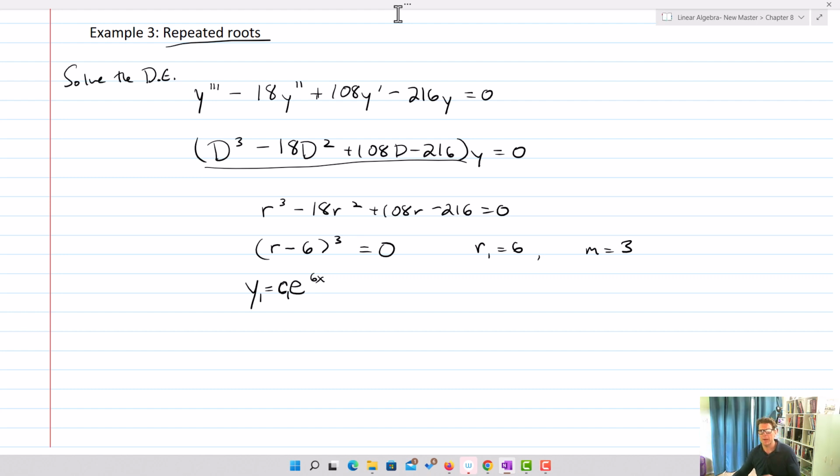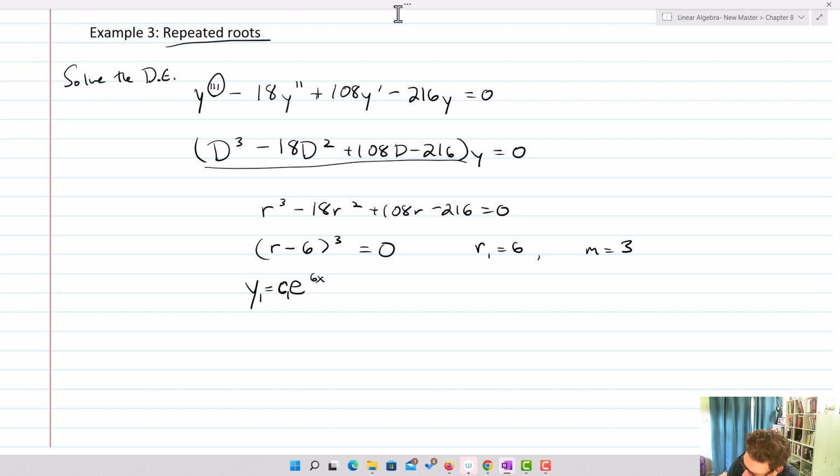Remember when we talked about the general theory, we're going to need 3 solutions because the order of this differential equation is 3. So we need 3 solutions, but they all need to be linearly independent. If I pick up e to the 6x, it's not going to be linearly independent with itself. That doesn't make any sense. So what we need to do is modify it. And that's what we're going to do right here.